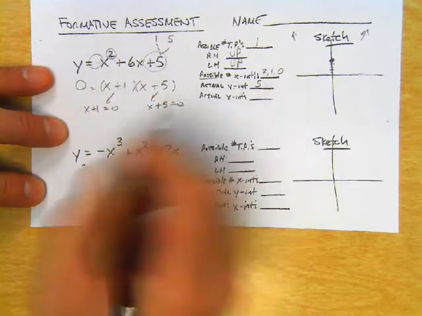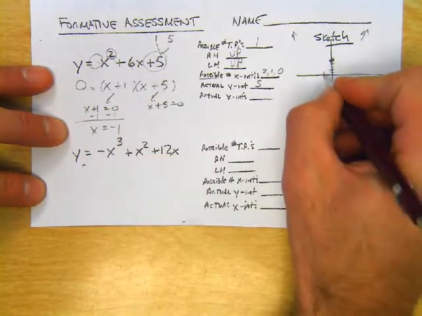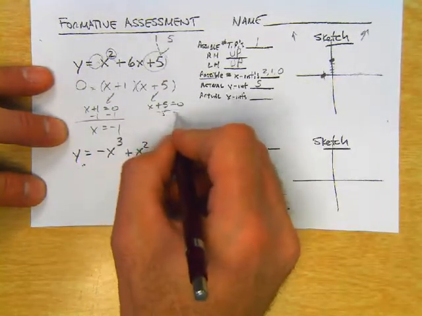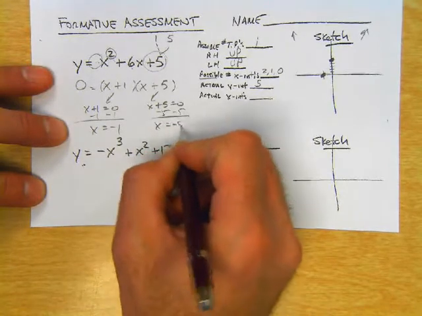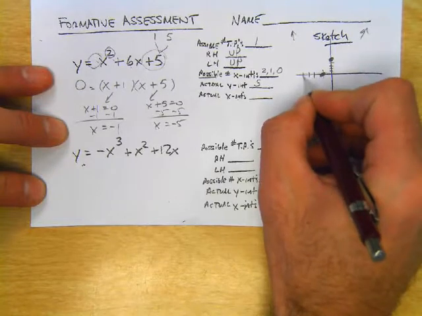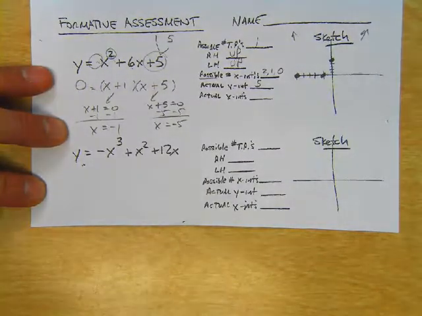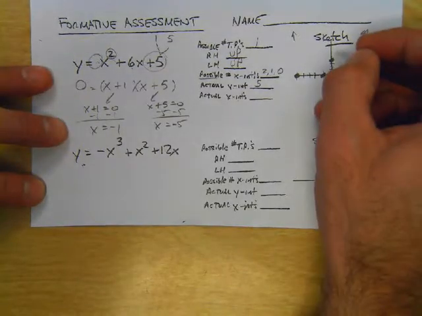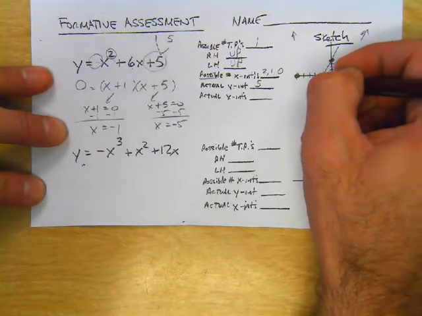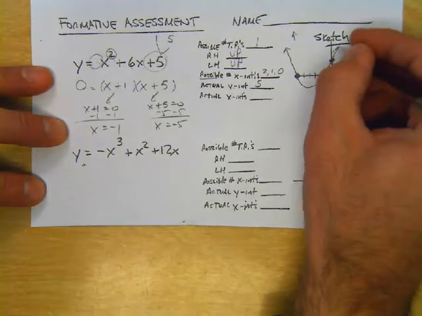So x equals minus 1 is one of them, and x equals negative 5 is the other. So now we have the information we need. We can draw a sketch, a possible polynomial that meets all the requirements. Looks like that.